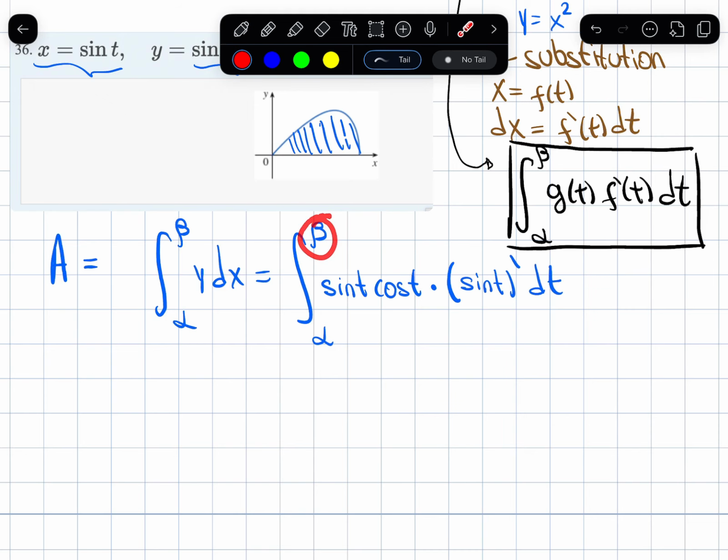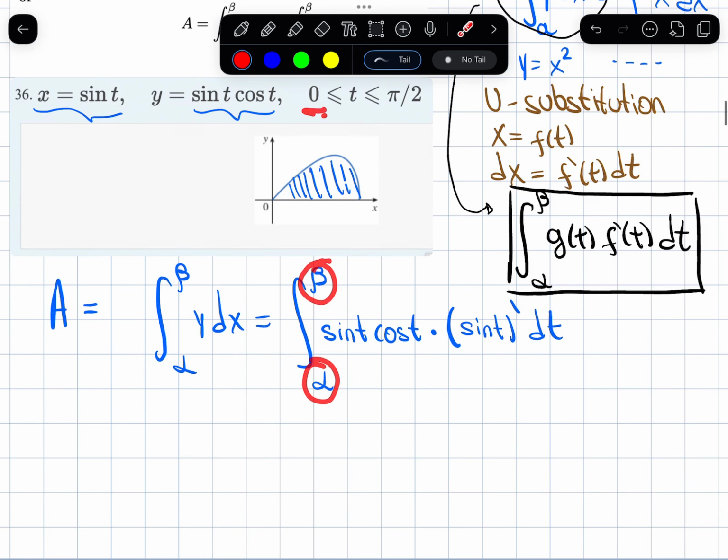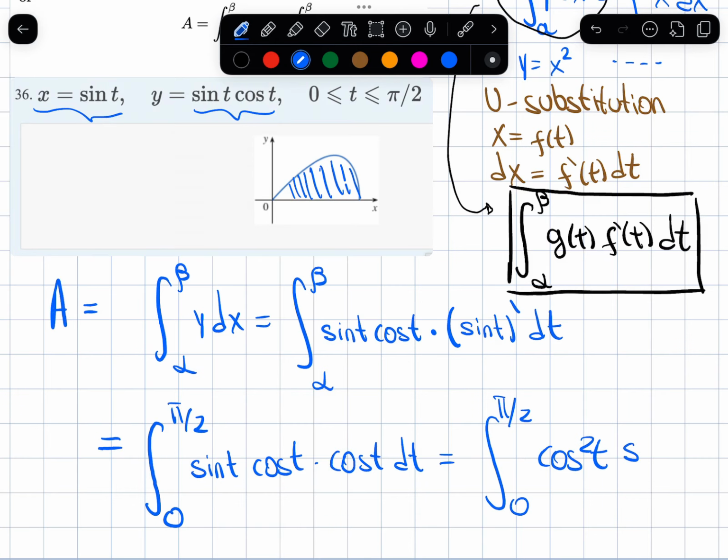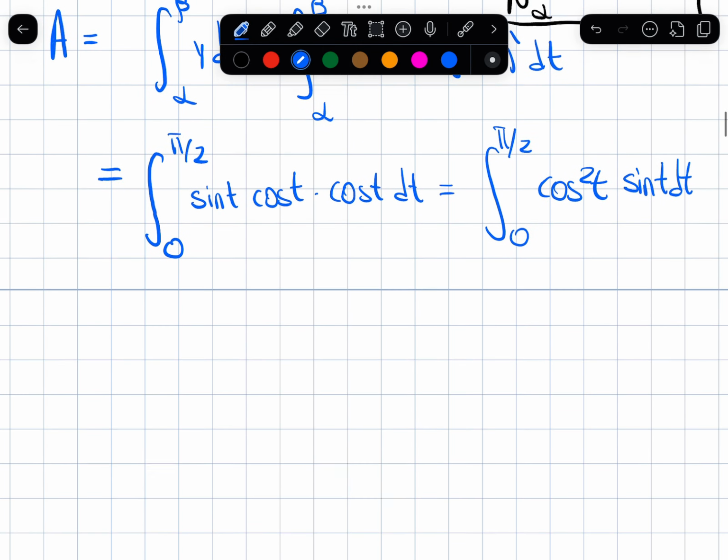I also have to note the limits of integration, which are 0 and pi over 2. I'm going to write that on my next line. So I'm integrating from 0 to pi over 2. This is sine t cosine t. The derivative of the sine of t is the cosine of t dt, which makes this look like cosine squared of t, sine of t dt. There are two cosines in there.